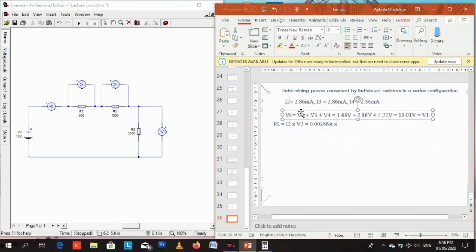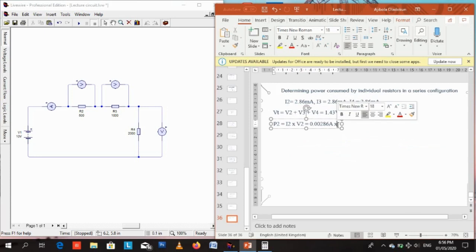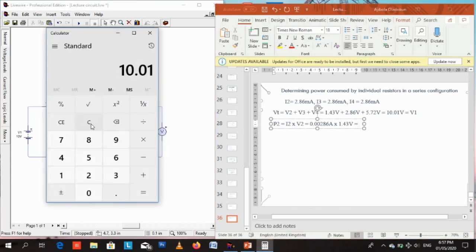So we are trying to determine the power consumed by each individual resistor in a series arrangement. We have I2, now we need V2. V2 is 1.43 volts, the voltage across resistor R2. If you multiply this together, using our calculator, 0.00286 multiplied by 1.43 gives us 0.00409 watts. That's the power consumed by the resistor R2.